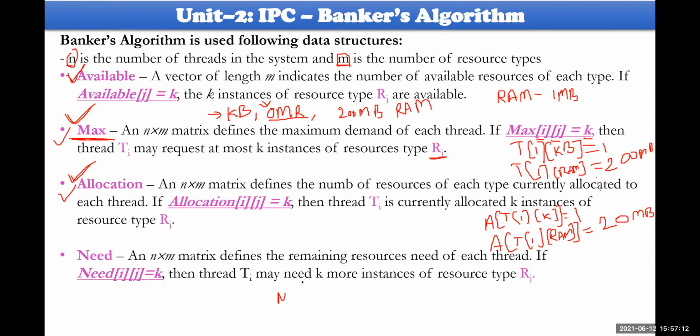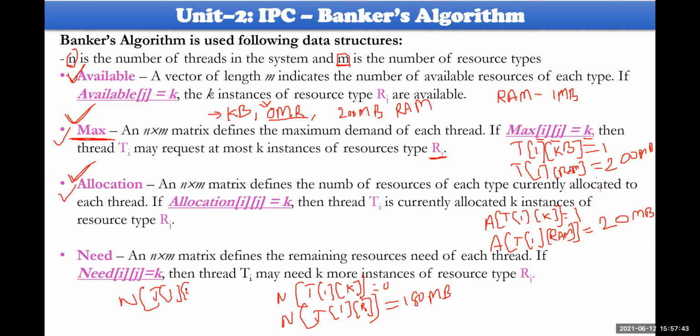Let us consider need of thread 1 followed by keyboard, which will be equal to 0. Nothing is required in the sense of a keyboard. Again, need of thread 1 followed by random access memory R. Still more required is 180 MB. And need of thread 1 for OMR: OMR 1 is also still required to finish up my job. So this is the need matrix.